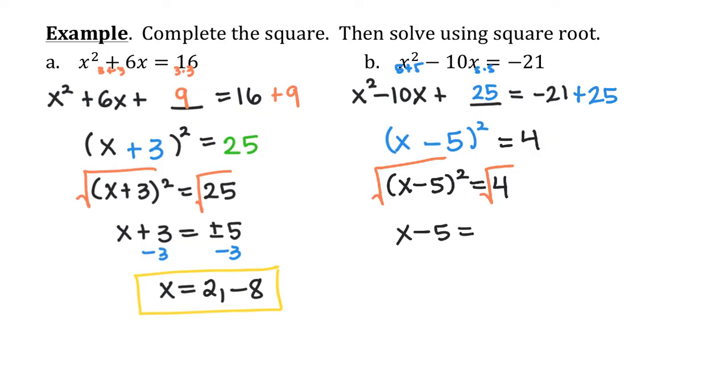Square root of 4 is 2, but I'm going to put positive and negative 2 because when I square a negative, I also get a positive 4. Okay, let me add the 5 over. Okay, and then I'm going to get my two answers. Positive 2 plus 5 is 7. Negative 2 plus 5 is 3. And I was expecting two answers because this is quadratic, it's degree 2. So I should get up to 2 answers.